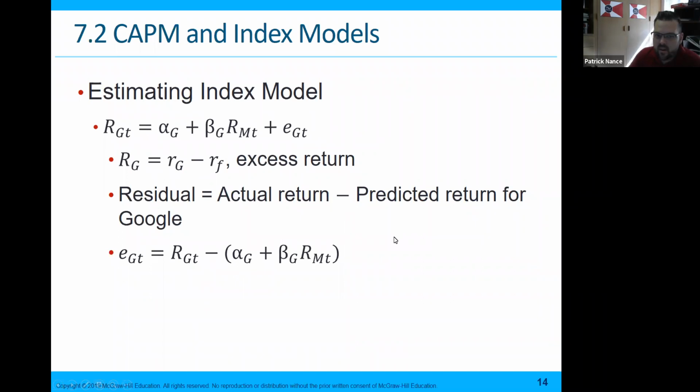So, estimating our index model. The residual is the difference between our actual return minus our predicted return. Residual income would be if I earn beyond what is expected. That would be the residual earnings, and would also be known as the alpha in this case.